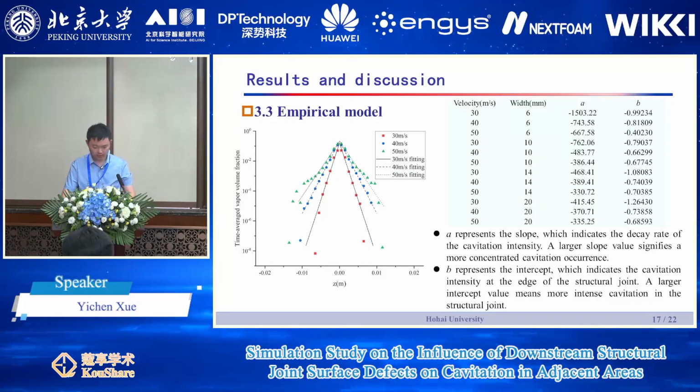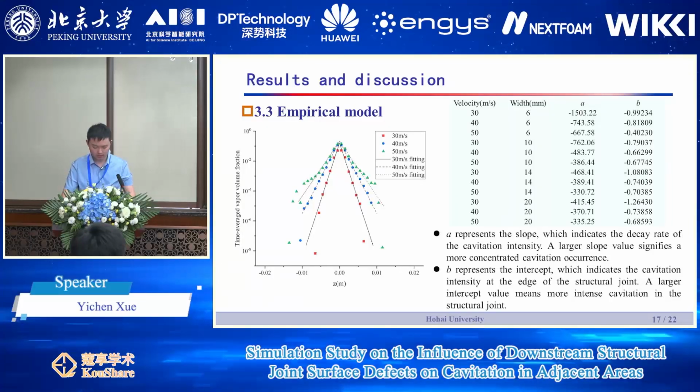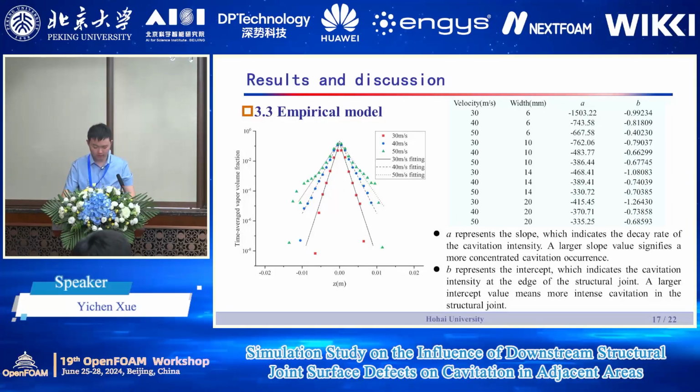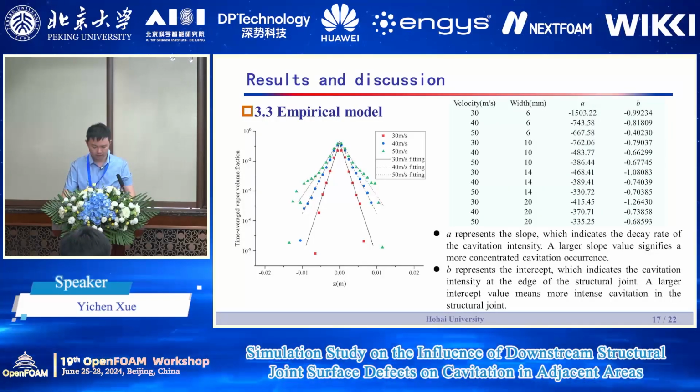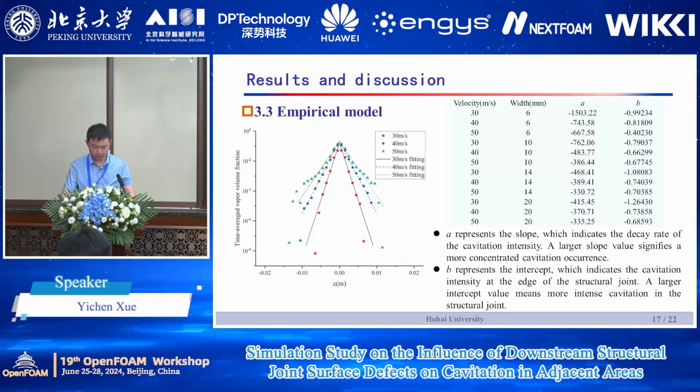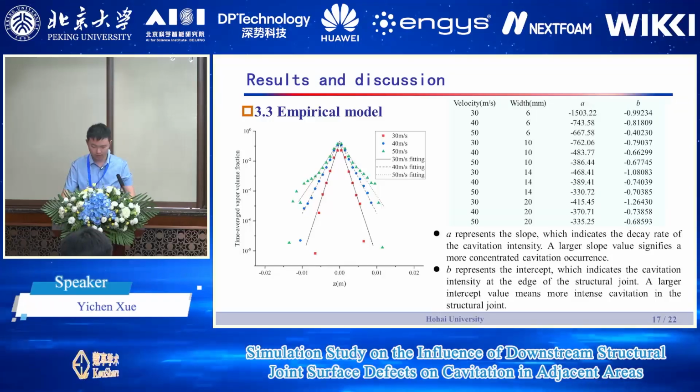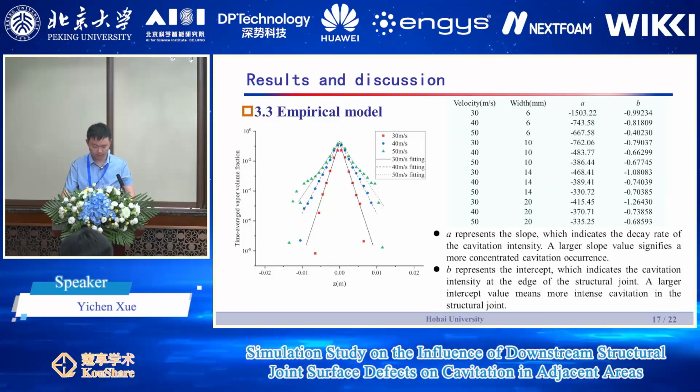Based on the above analysis, an empirical model can be established. The time-averaged vapor volume fraction varies significantly at different positions, so the logarithm of the values is fitted. A linear fit is performed. These results are shown in the right table. In this table, A represents the slope and B represents the intercept.